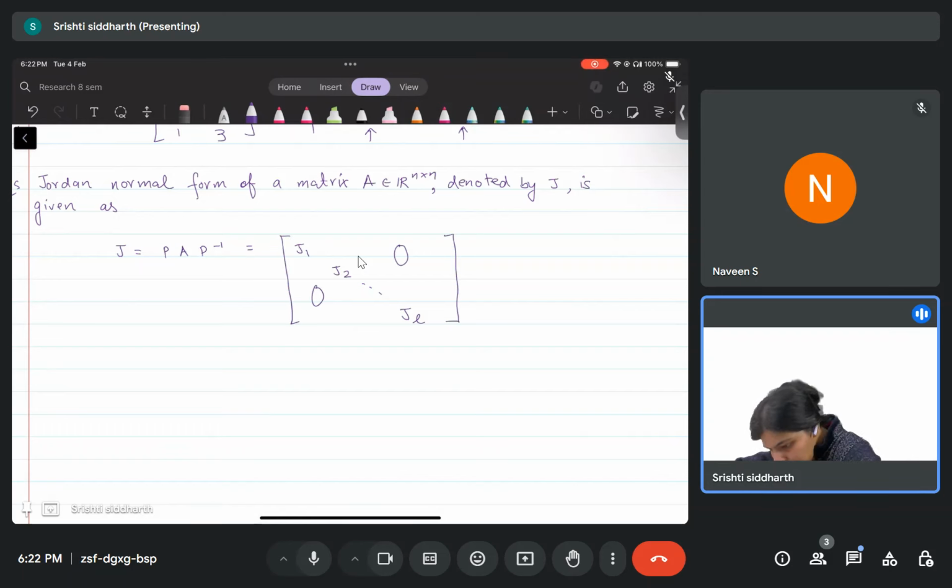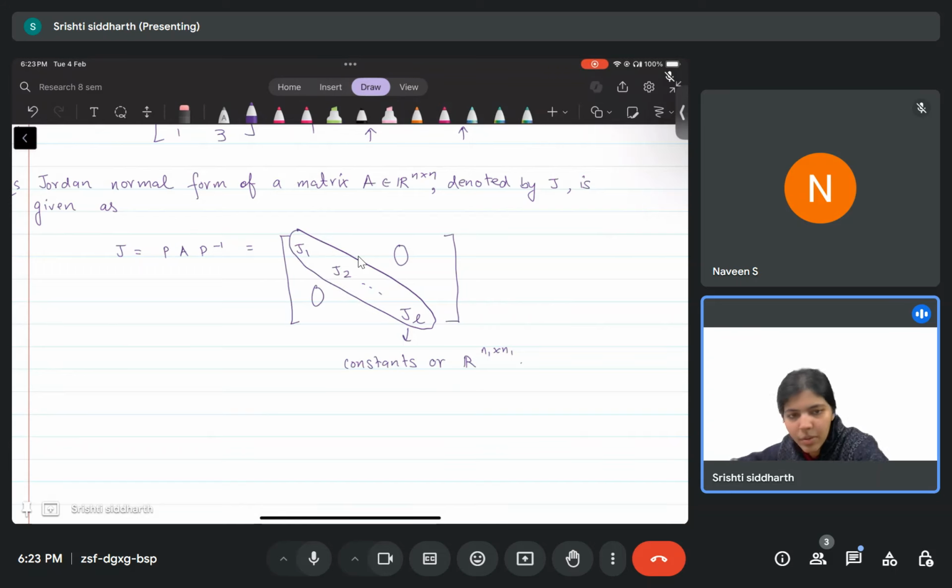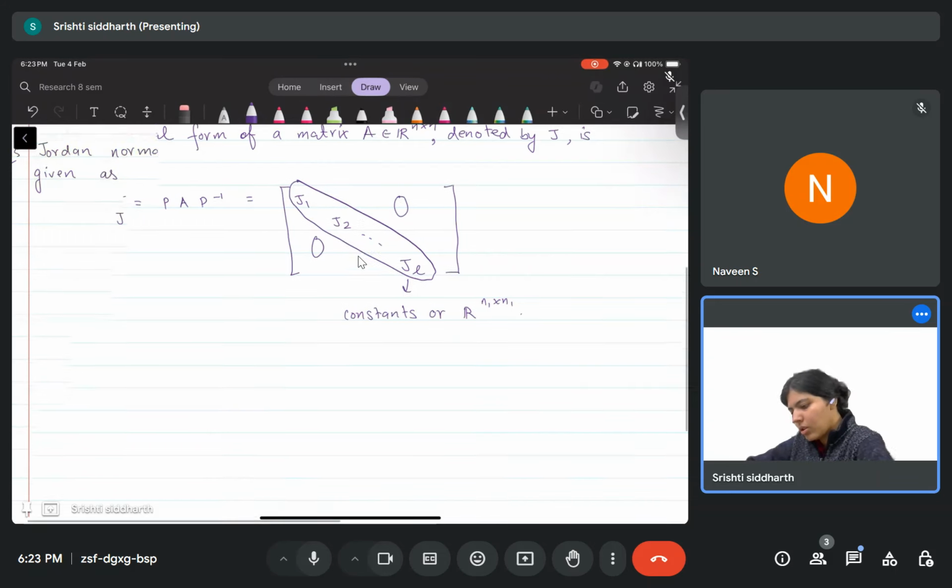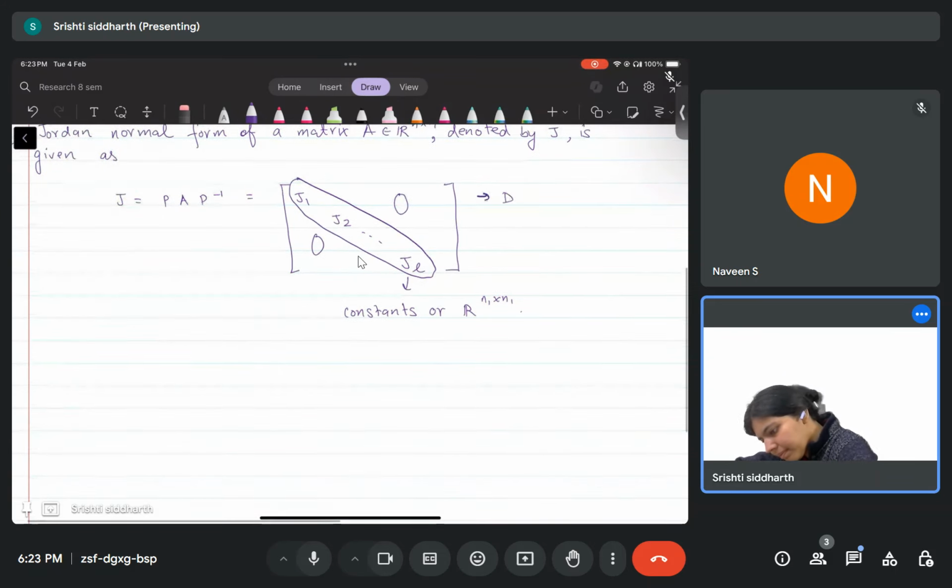These J's can be matrices of smaller dimension, or they can be constants as well. So they can be constants, real numbers, or some matrix of a smaller dimension, maybe n1 by n1. But we have a diagonal structure here. So the off diagonal elements would always be zero.